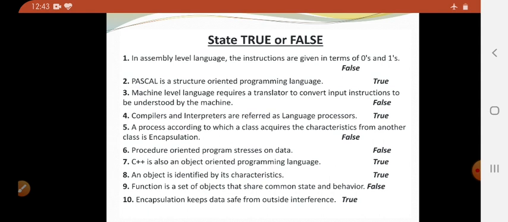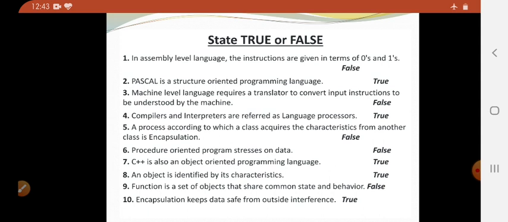Then, a process according to which a class acquires the characteristics from another class is encapsulation. No, encapsulation is what? It is a wrapping up of data into a single unit. So it is not true, it is false. If I say the true version, then in place of encapsulation you have to write inheritance. Procedure oriented program stress on data. No, it is stress on function. So in place of data you can write function.